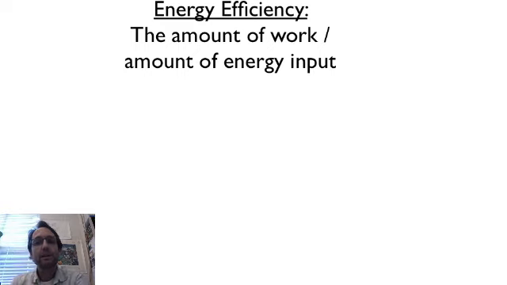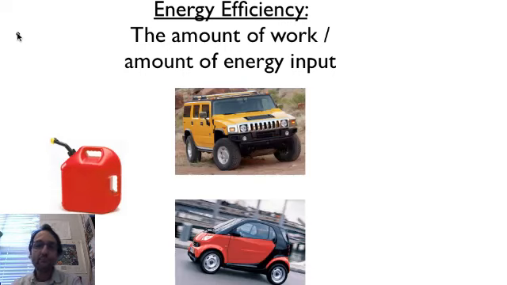So in this short lecture, we're going to talk about energy efficiency. So how much work is actually done given a certain amount of energy input into a system. So you can write it here as this, the amount of work given the amount of energy input. Our example we're going to use is gasoline in automobiles.